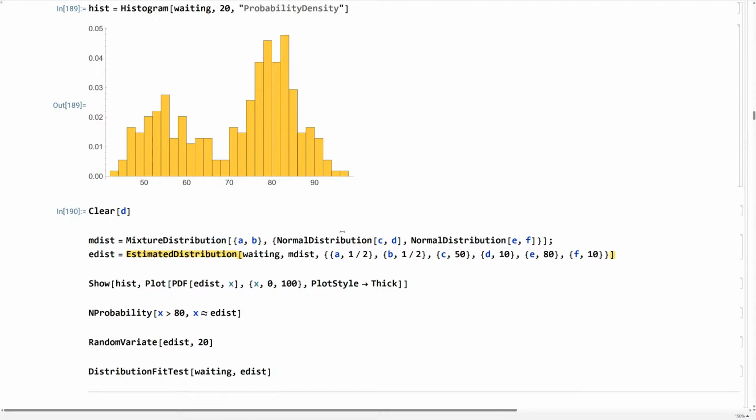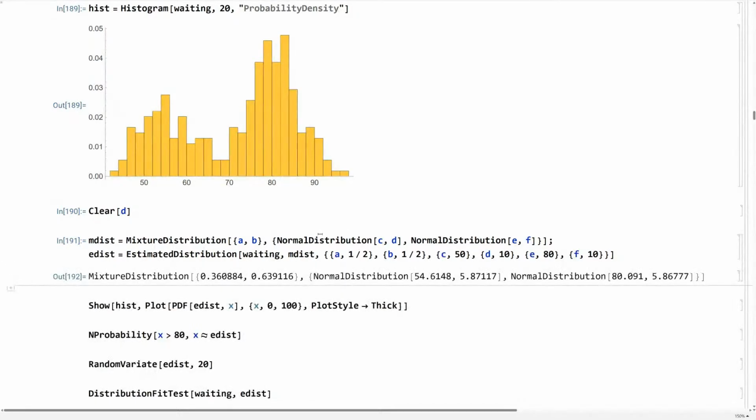so A and B are like half and half, and C is the mean of the first hump, and it looks like the mean is like 50, 55, and for the standard deviation we'll just make a wild guess. And then the second distribution with arguments E and F, where E is the second mean, looks like 80. For the standard deviation I just gave it a 10. All right, let's see what we get now.